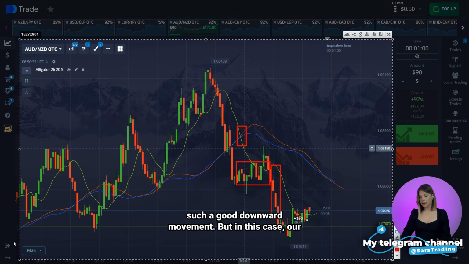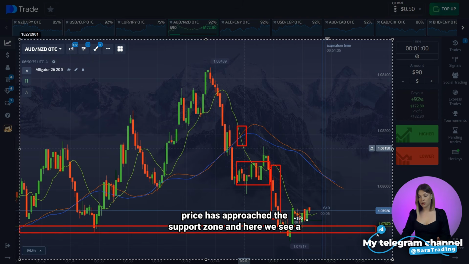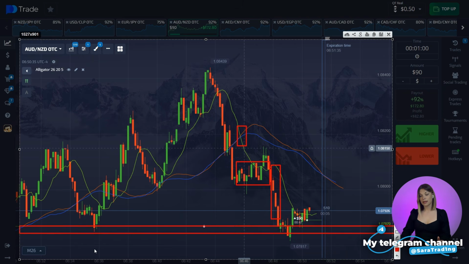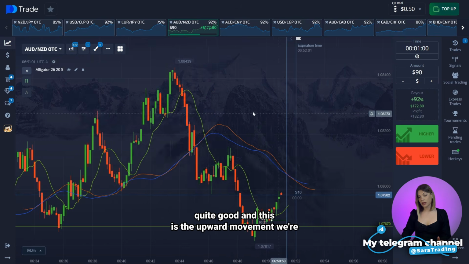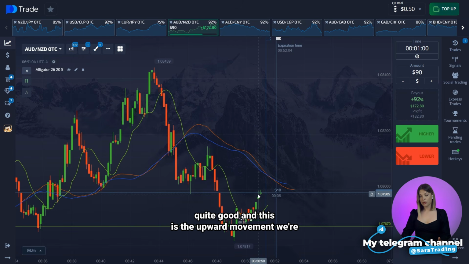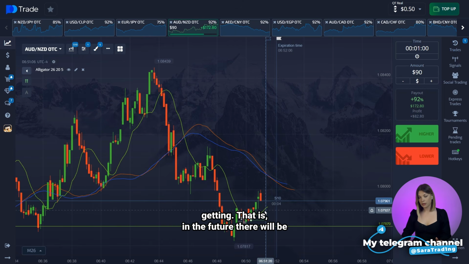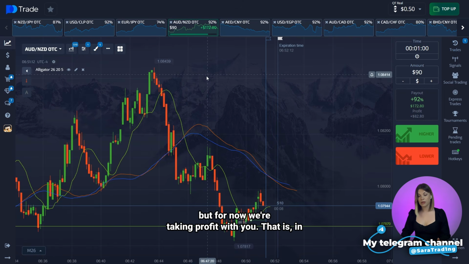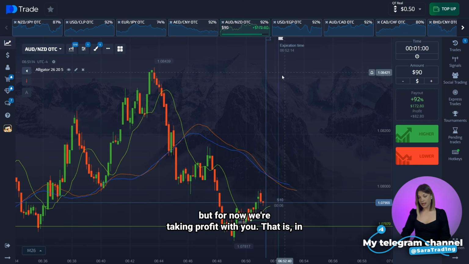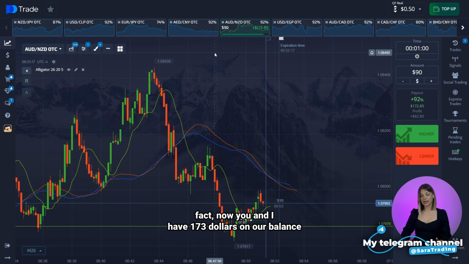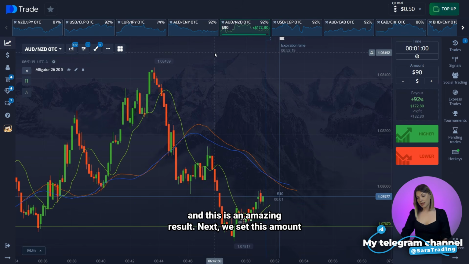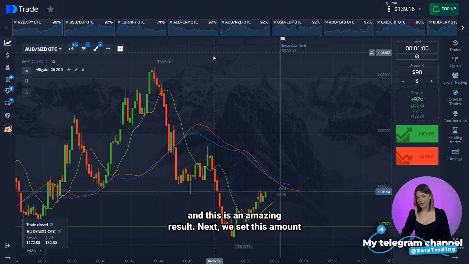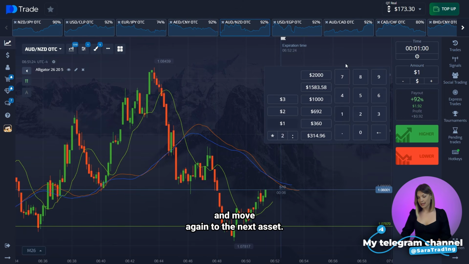But in this case, our price has approached the support zone, and here we see a cyclical situation, second touch. We're expecting a reversal. By the way, we're experiencing quite a good reversal, and this is the upward movement we're getting. That is, in the future there will be an intersection of the two other moving averages from bottom to top. This will mean a good upward movement, but for now we're taking profit with you. That is, in fact, now you and I have $173 on our balance, and this is an amazing result. Next, we set this amount and move again to the next asset.